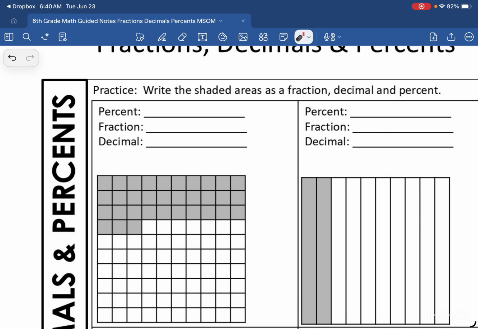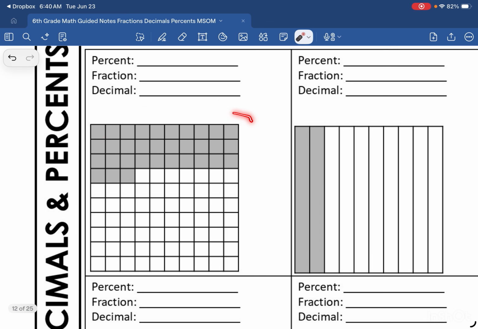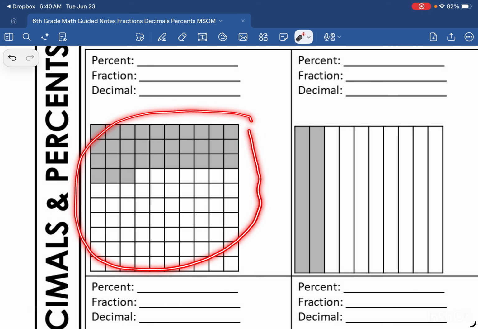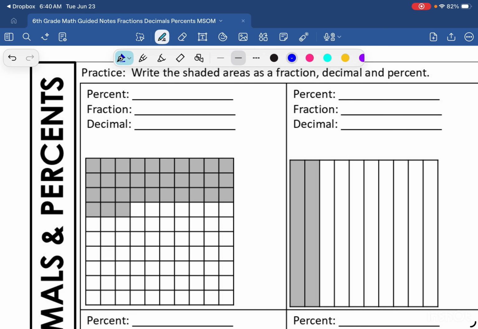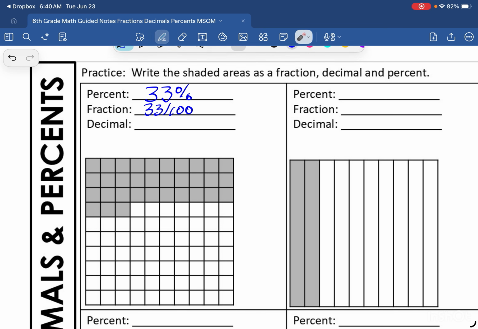Write the shaded areas as a fraction, decimal, and percent. So looking at this first one, this is where each little square is 1%, and there are 33 squares shaded, so that would be 33%. 33% as a fraction will be 33 out of 100. As a decimal, I would say this number right here as 33 hundredths. So I'm going to write 33 hundredths.